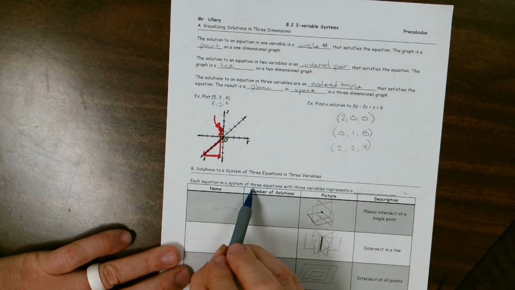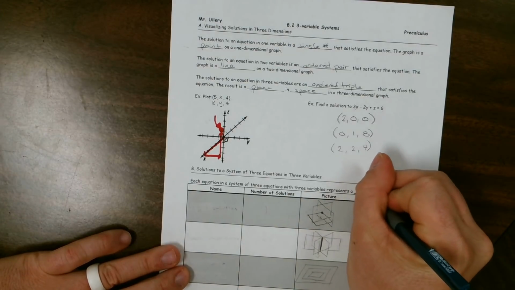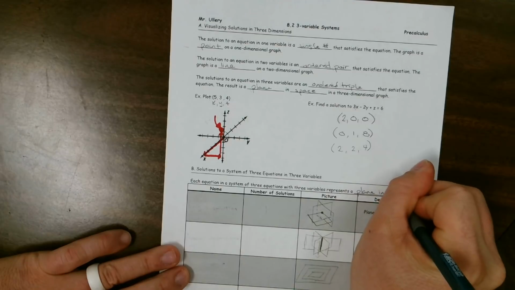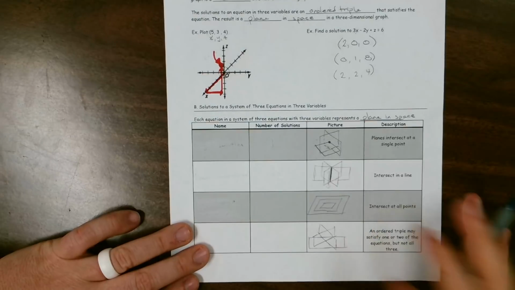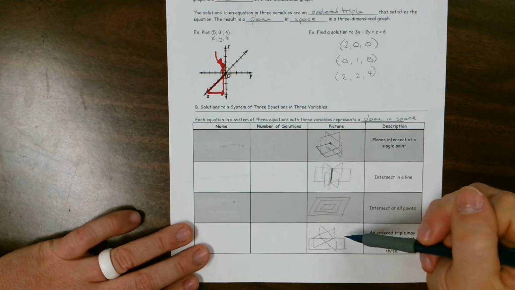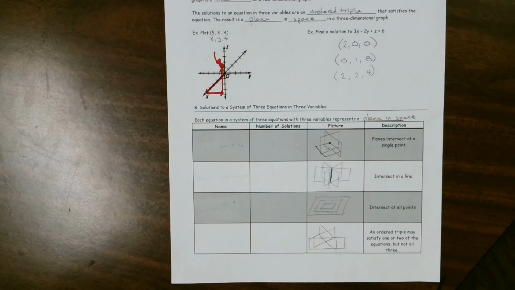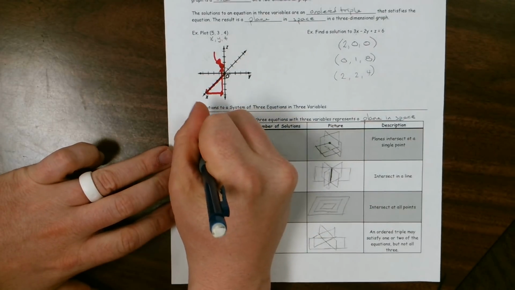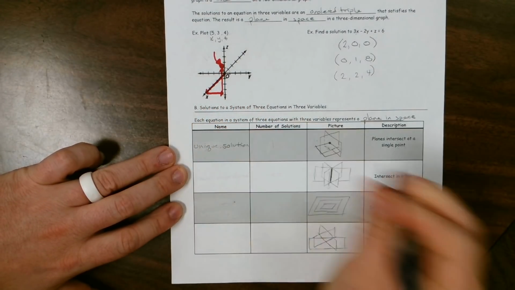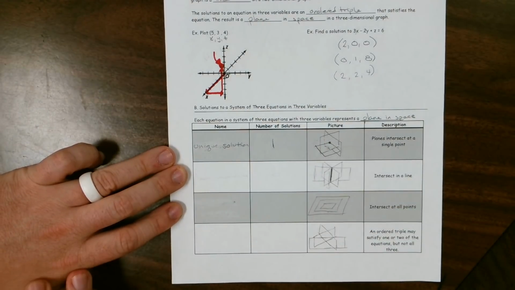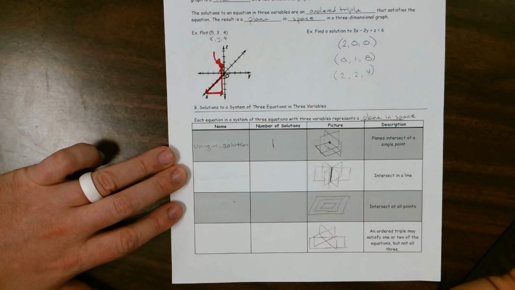So each equation in a system of three equations with three variables represents a plane in space. Now you can see my drawings here that I've got of each different one. I'm going to give these guys a name and a vocab so we can all speak the same language. So if we have a unique solution, we have exactly one solution, and you can see we have three planes intersecting at exactly one point.